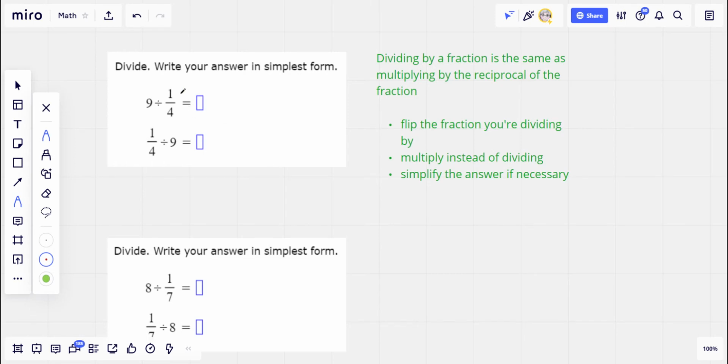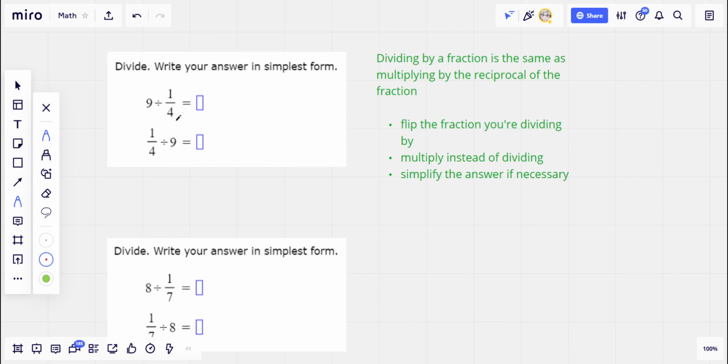In these problems, we are dividing by fractions. And dividing by a fraction is actually pretty simple. You have to flip the fraction upside down. That is, you take its reciprocal and then you multiply instead of dividing.